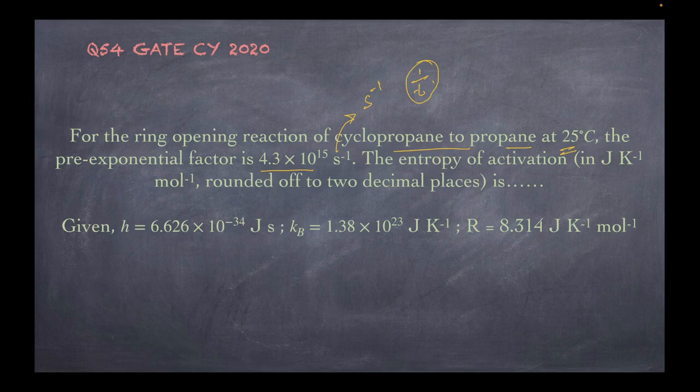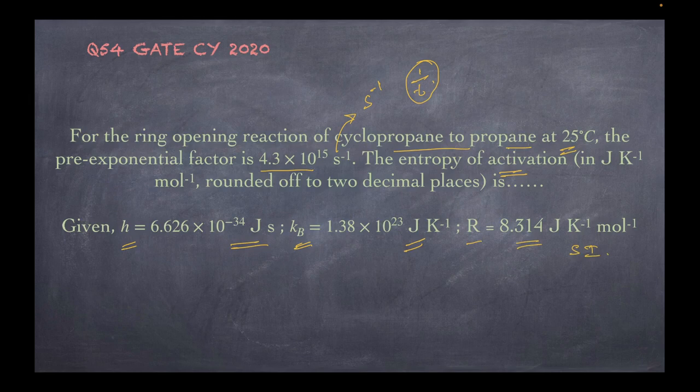So this is important actually. The entropy of activation in joule Kelvin inverse mole inverse, we have to find. The Planck constant h is given as 6.626 times 10 to the minus 34 joule second. The Boltzmann constant kB is also given, 1.38 times 10 to the power minus 23 joule Kelvin inverse. And the universal gas constant R is also given, 8.314 joule Kelvin inverse mole inverse. It is in SI unit.